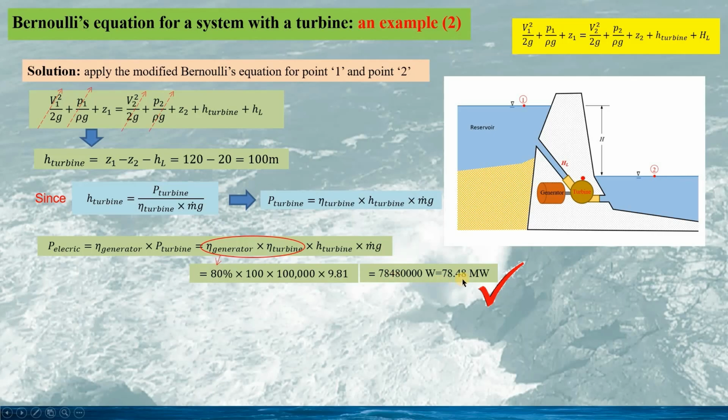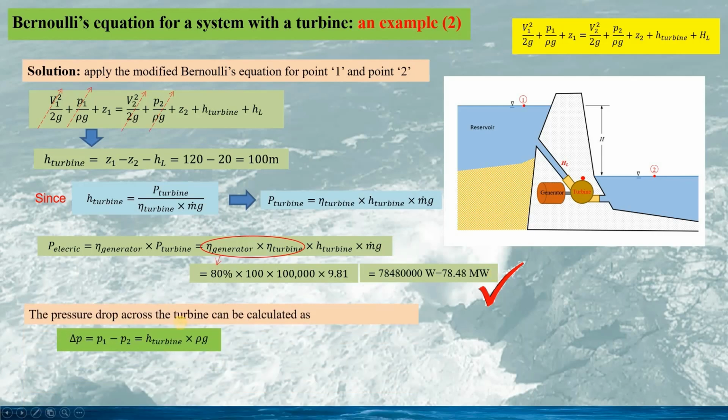There would be 78.48 megawatts of electricity generation. And the pressure drop across the turbine can be calculated simply as delta P equaling P1 minus P2 equals H turbine times rho g. So this would be 981 kPa.